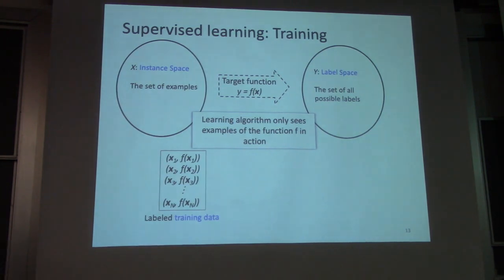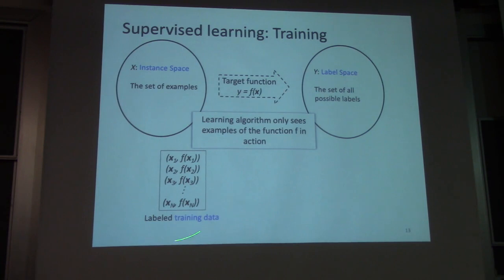The protocol is as follows. We first collect a set of labeled data. We call it training data. Each data point is a pair of the instance and its corresponding label, because we assume the label is actually a function of the instance. So we can consider it as a pair of function input and function output, right?